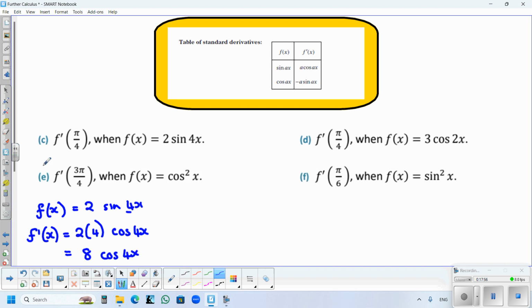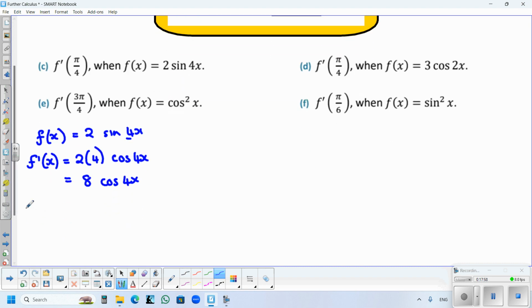Now they want me to find f dash pi by 4. So f dash pi by 4 is going to be equal to 8 cos 4 times pi over 4. That 4 and that 4 will disappear, so I really want to evaluate 8 cos pi.